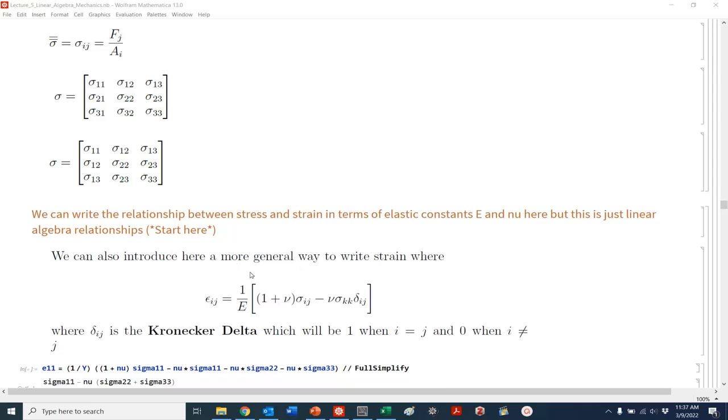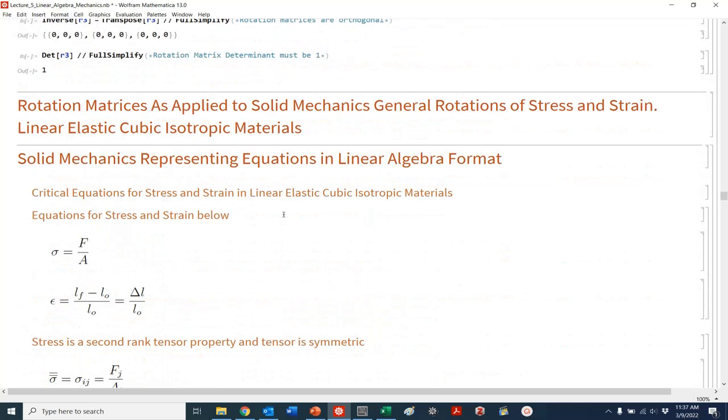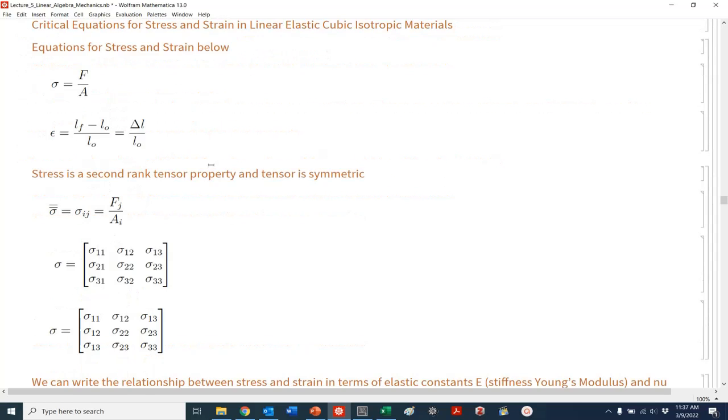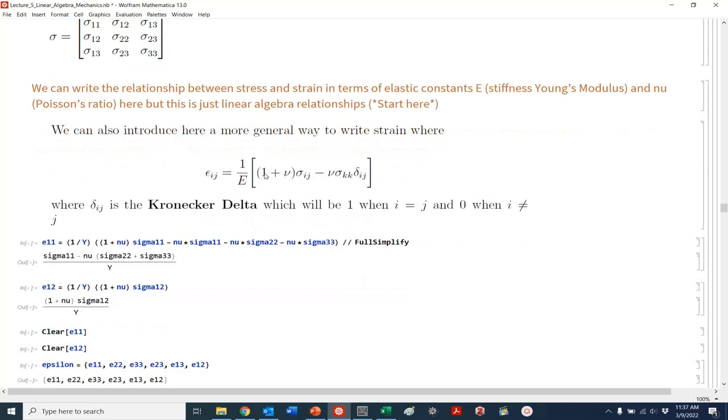Now we can start to write relationships between stress and strain in terms of our elastic constants, E and nu. E is our stiffness, our Young's modulus. You should know those from other classes. Nu is our Poisson's ratio. And again, we can write a general way for linear elastic cubic isotropic materials to relate stress and strain in 3 dimensions. So we have this equation here: epsilon ij equals 1 over E, times 1 plus nu, sigma ij, minus nu sigma kk delta ij.